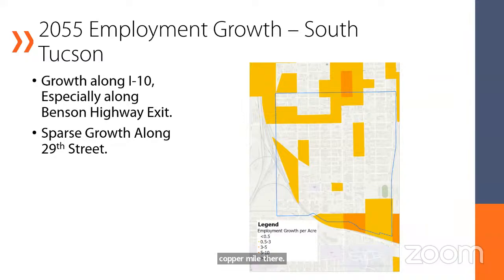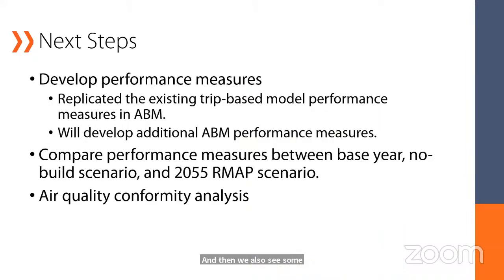And for South Tucson, we see the employment growth along I-10, especially along the Benson Highway exit. And we also see some growth along 29th Street. So that's the inputs for the ABM.